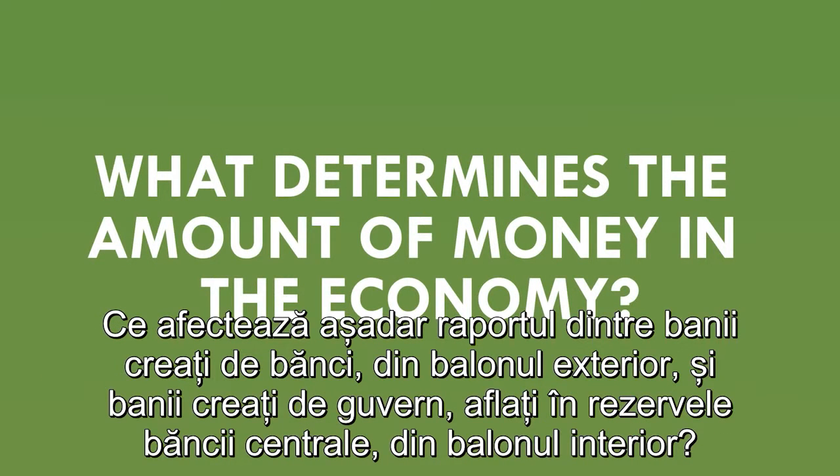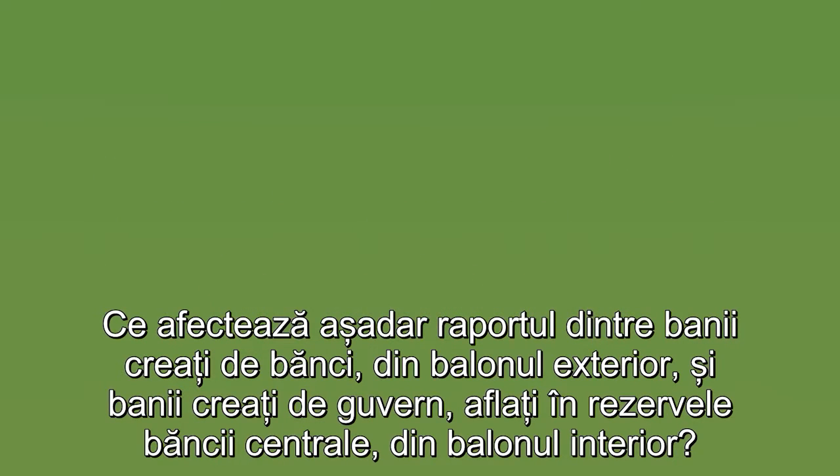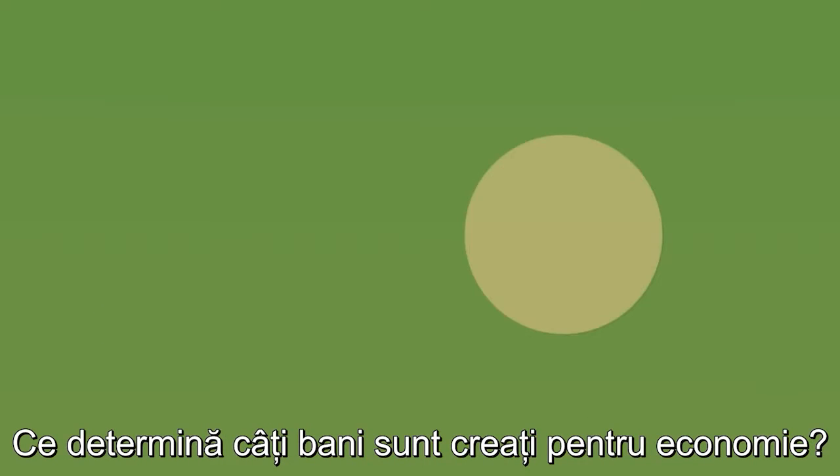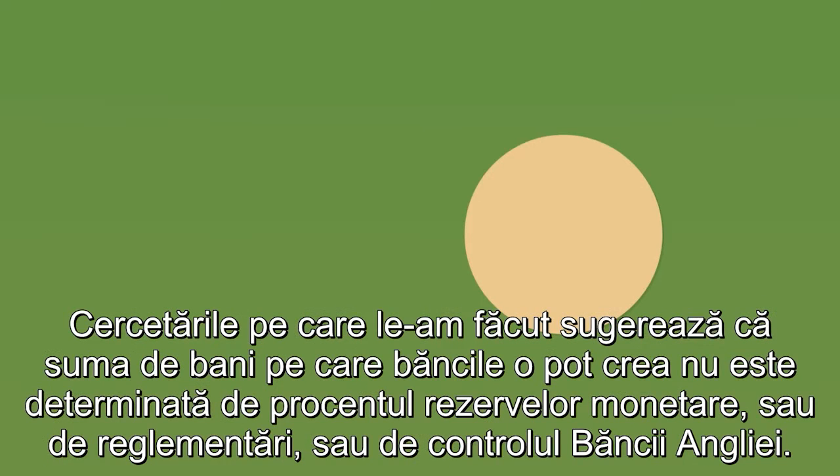So what actually affects the ratio between bank-created money in the outer balloon and government-created cash and central bank reserves in the inner balloon? What determines how much money is created for the economy? The research that we've done suggests that the amount of money that banks can create is not determined by reserve ratios or by regulation or by the control of the Bank of England.